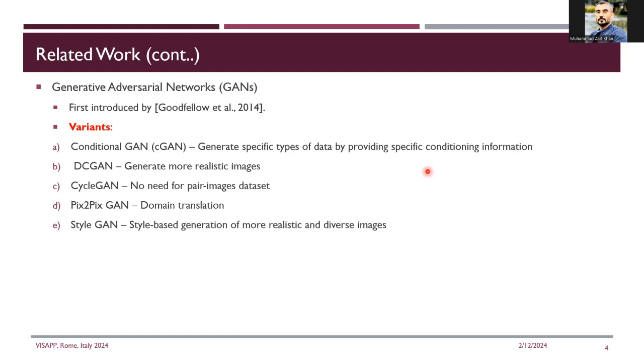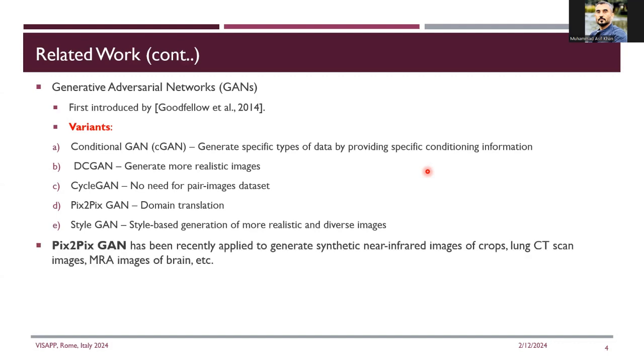Then a Pix2Pix GAN was introduced for domain translation, where an image from one source domain can be translated into an image in the target domain. StyleGAN was proposed later on to generate more realistic and diverse images. Pix2Pix GAN especially has recently been applied to generate synthetic near-infrared images of crops, lung CT scan images, and MRA images of the brain, etc. So this is one of the popular GAN models to generate images in a target domain.